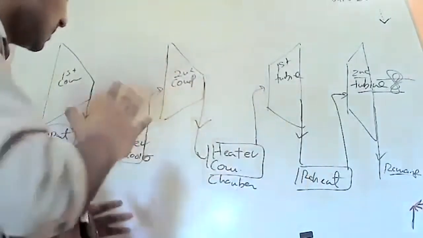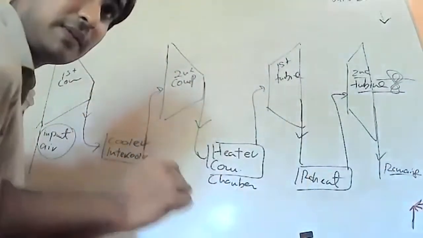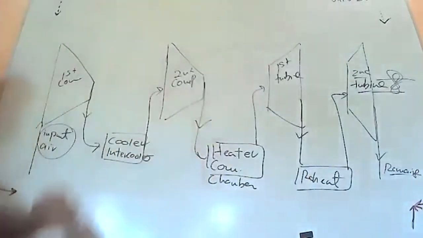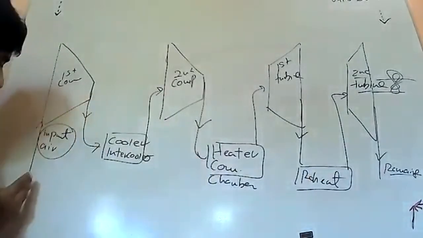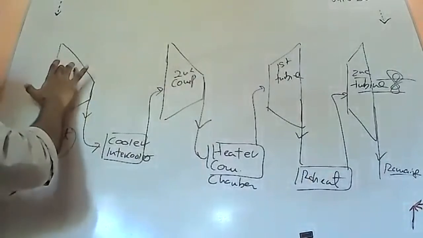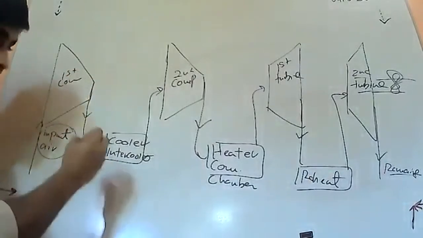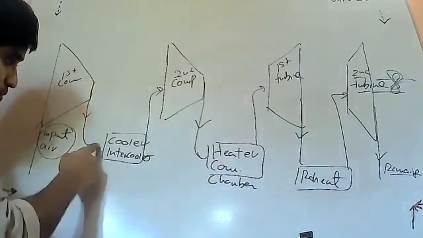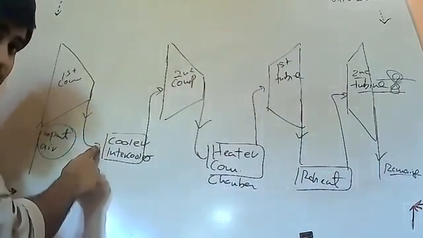Okay, so now let's discuss. I will again give a little summary. First compressor, this is the air input, right? So this is the air input to the first compressor. So then the first compression is done. So from here we get the output from the first compressor.